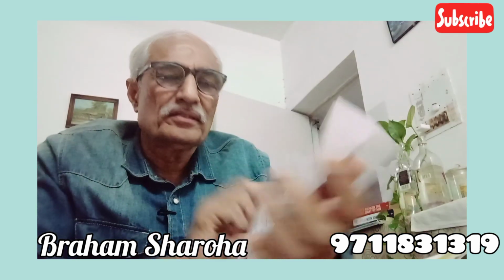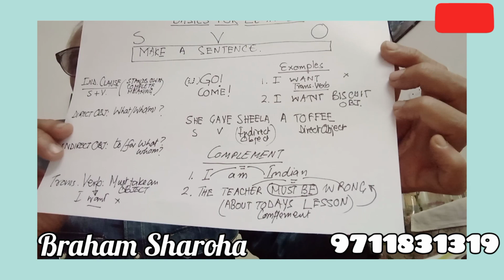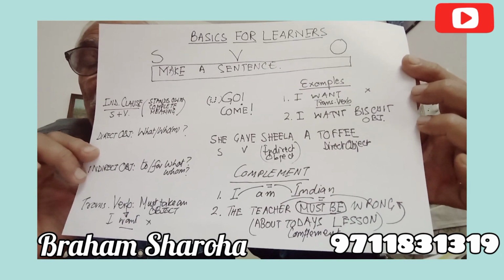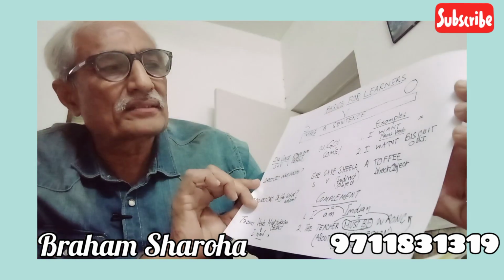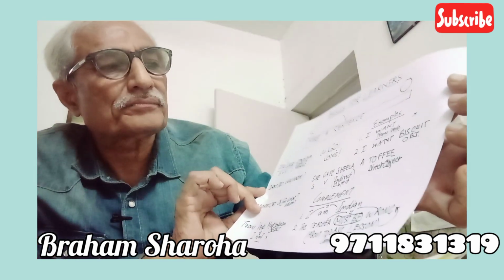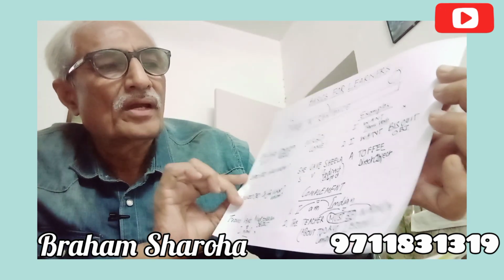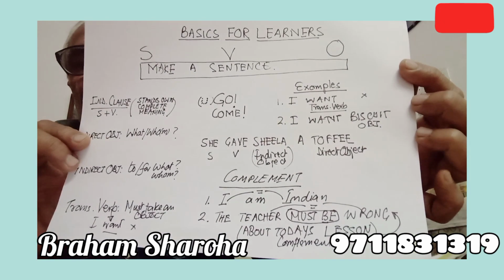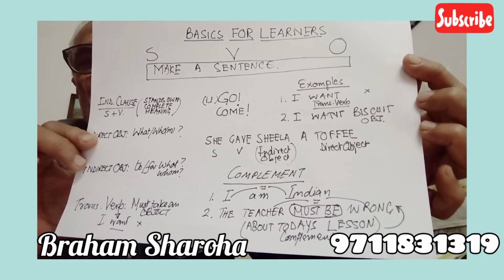Let's take an example. I want. We'll come to that "I want" in the examples part on sentences. On the right hand side, you can see "I want." It is an incomplete sentence. We'll come to that. And the second one is "I want biscuit." So you have completed this sentence. "I want biscuit." It has subject, verb and object, all three.